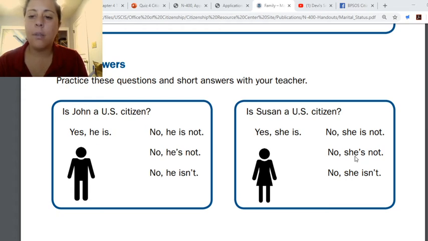There are 3 ways you can answer no. Okay? No, he is not. No, he's not. Or no, he isn't. Okay? Any of these will work. Is Susan a U.S. citizen? Yes, she is. Or no, she is not. No. What is another way to say no? Look at the box. What is another way to say no?